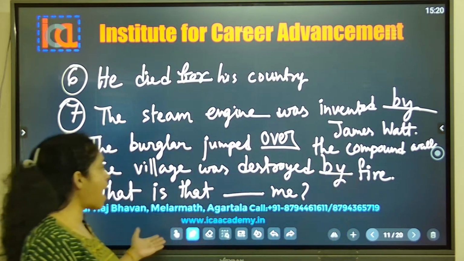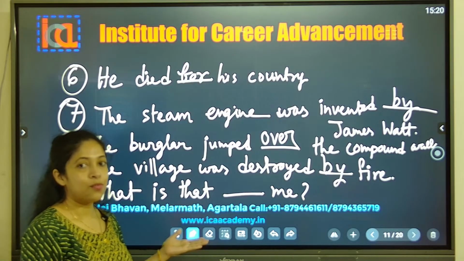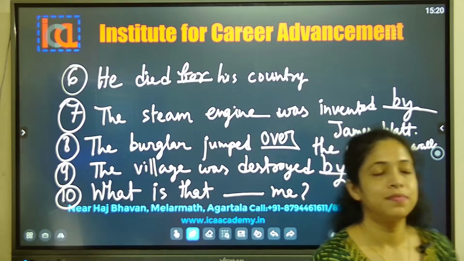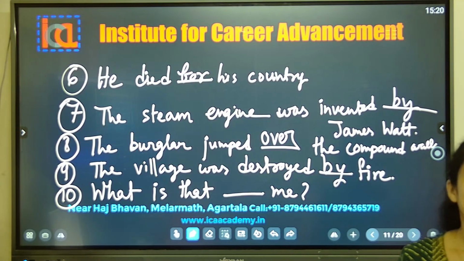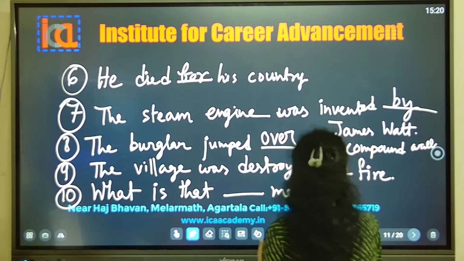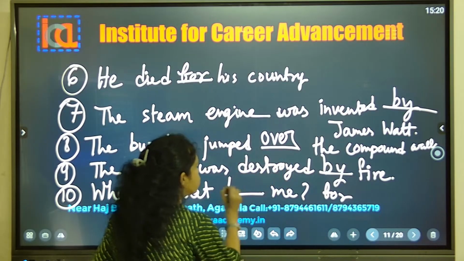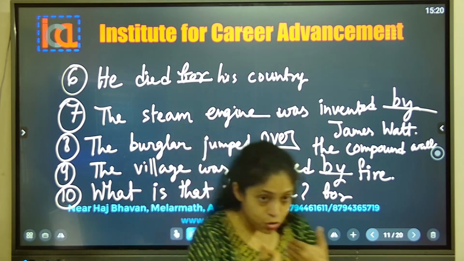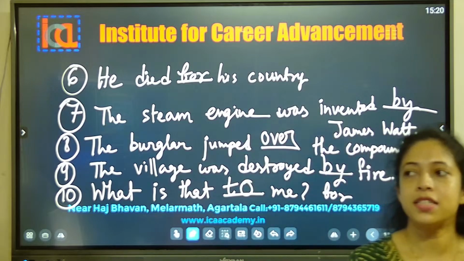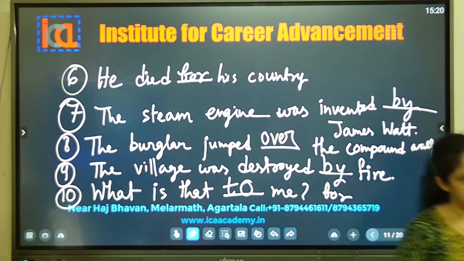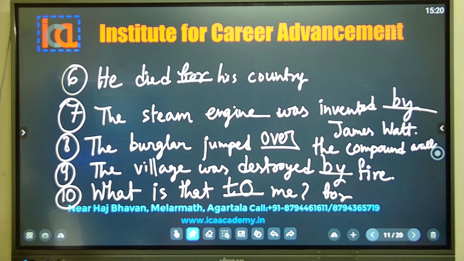What is that for me? If you don't get an option, you can write for. But the appropriate one is, what is that to me? To me. Okay. What is that to me? We'll go to the next 10.